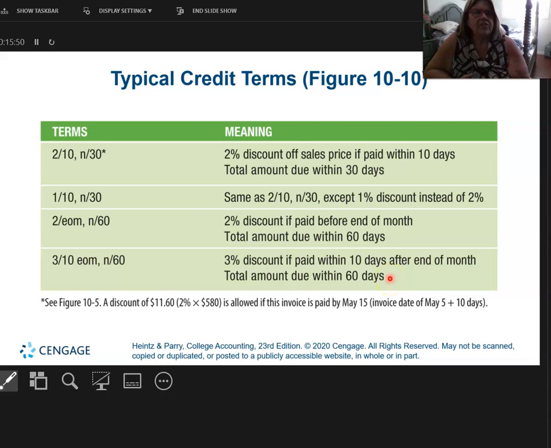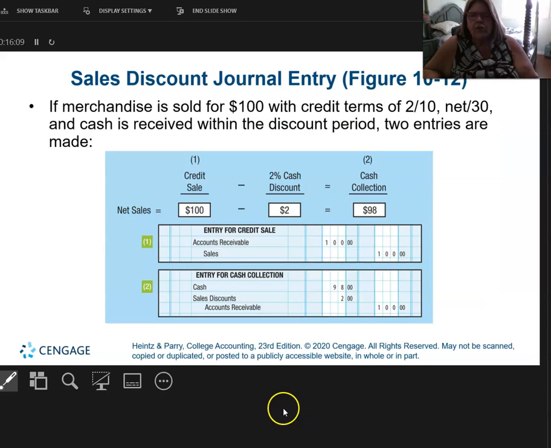So you just have to understand, standard credit terms are these up here. This is the most standard one offered, but it does depend on the industry that you're in. When a customer takes this discount, it's called a sales discount. And let's look at the journal entry. First of all, I can only have a sales discount for credit sales. It does not apply to cash sales.